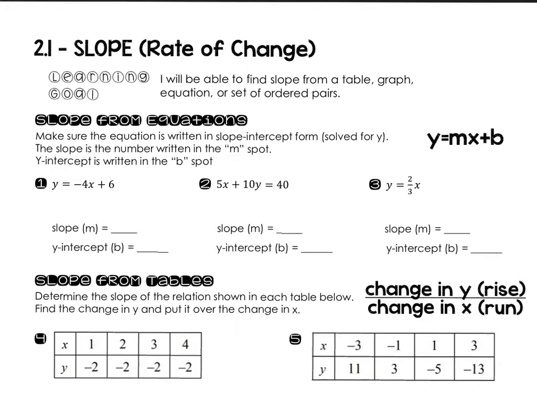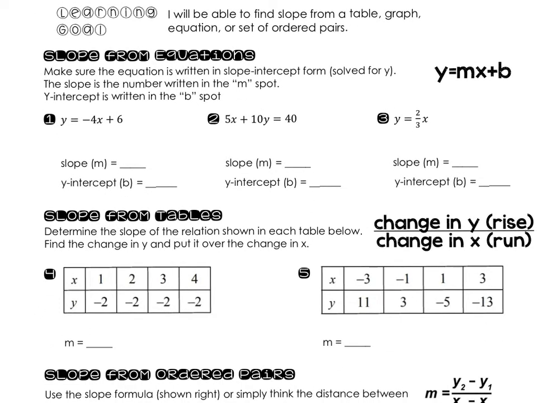But starting off will hopefully be a little bit of review from, I believe, 8th grade, so hopefully some of this you've seen before and might remember a little bit. So slope is essentially how quickly something is changing, the rate of something, like speed per hour or something like that, okay?